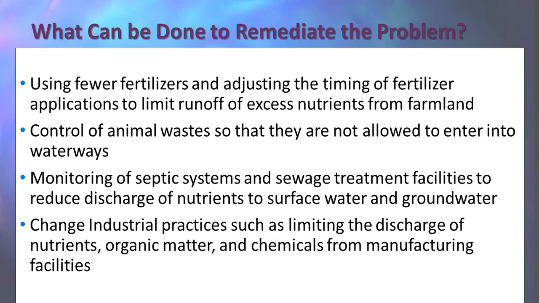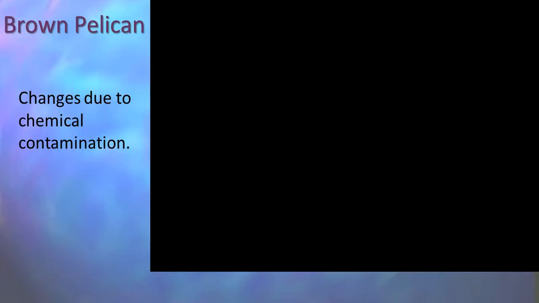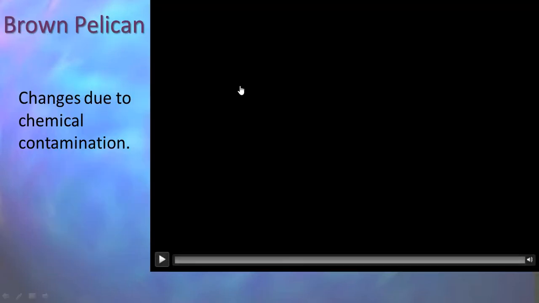Industrial practices could be limited by law, and therefore the chemicals that they're manufacturing won't be dumped right into a water source. So I'll figure out a different way to mitigate that problem. Our synthetic pollutants like DDT, which is outlawed. This is a repeat slide. Sorry about that. Okay, let's see about chemical contamination with our brown pelican right here.